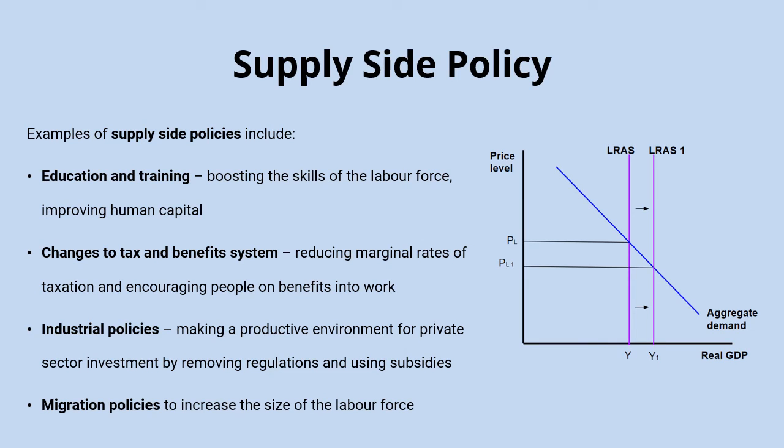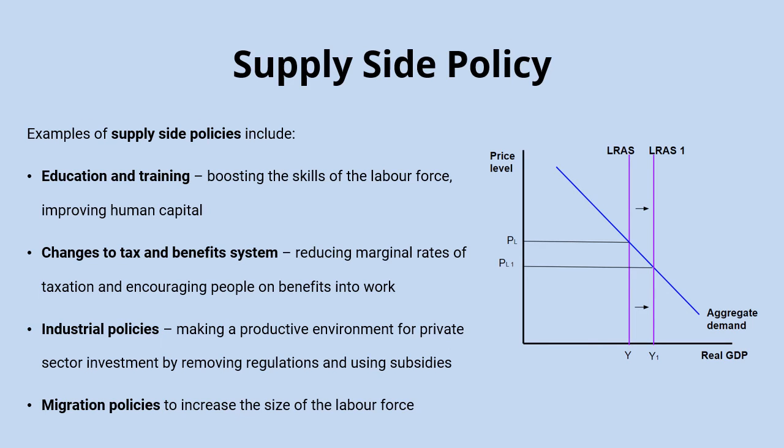And then we've got migration policies. So you'd be looking with those to increase net immigration, particularly as migrants tend to be predominantly of working age. That's going to help to increase the size of the labour force and again shift that long-run aggregate supply curve further to the right.